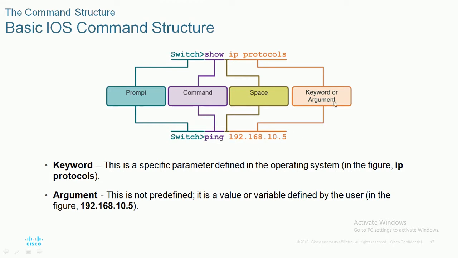Like that, there are 4 parts in every basic command structure of IOS: prompt, command, space and keyword. A keyword is a specific parameter defined in the operating system. An argument is not predefined; it is a value or variable defined by the user. We can give any keyword or any argument. An argument is a numeric value or variable value.